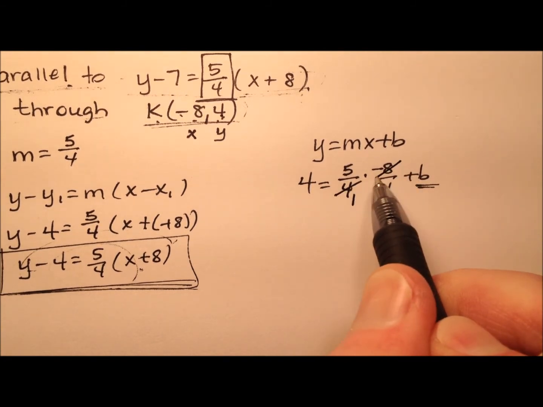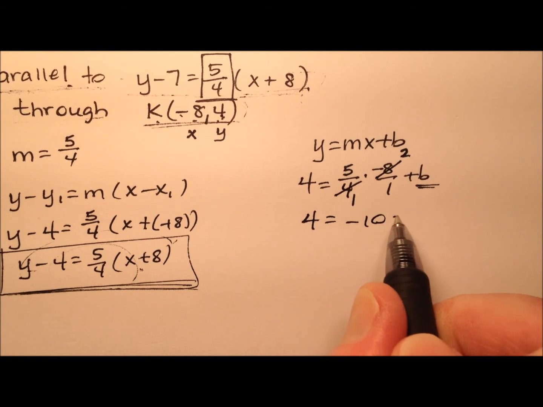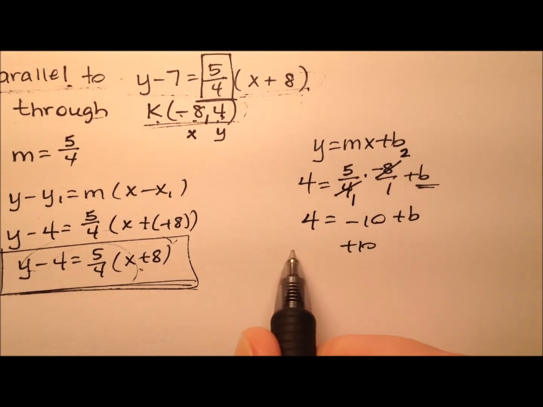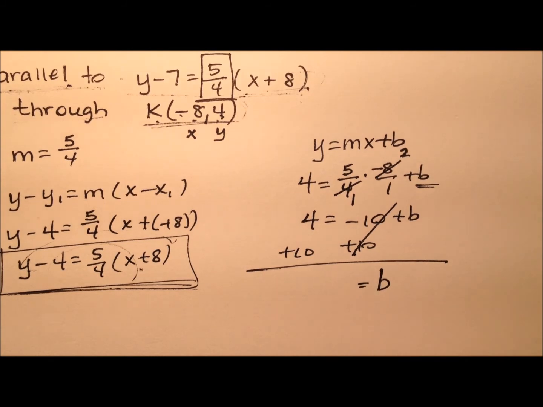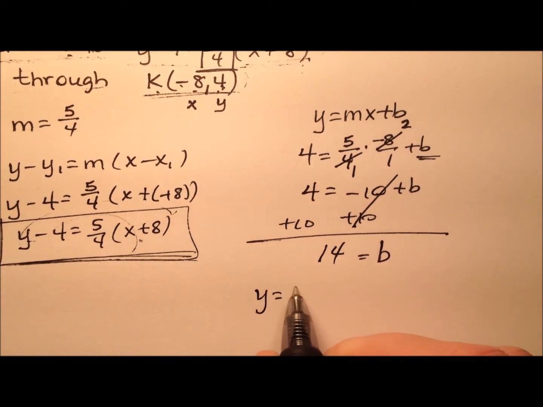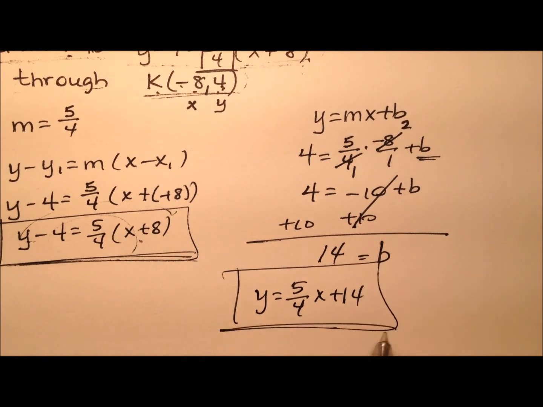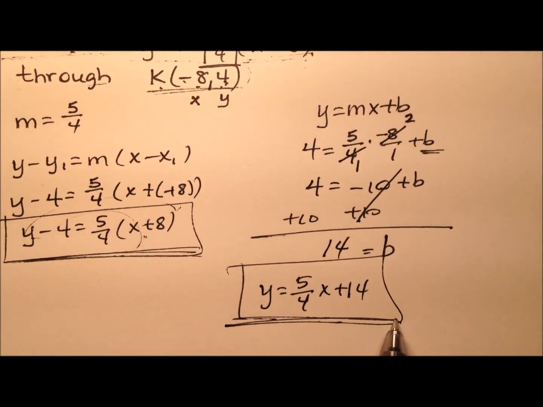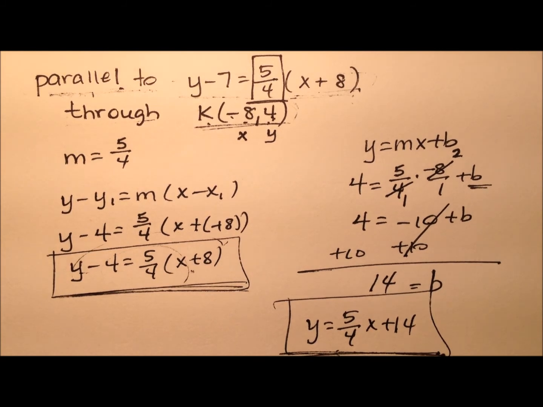So it looks like I can do a little bit of simplification here. So 4 equals -10 plus b. So when I add 10 to both sides to get that b by itself, looks like I'll have 14. Okay, so this then will be y equals 5/4 x plus 14. And that's the equation of the line parallel. But this one's in slope-intercept form.